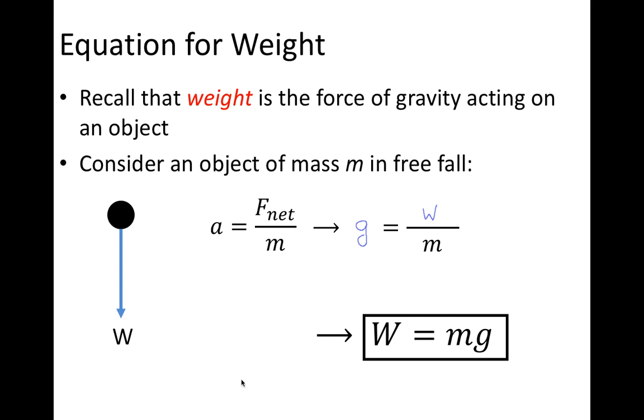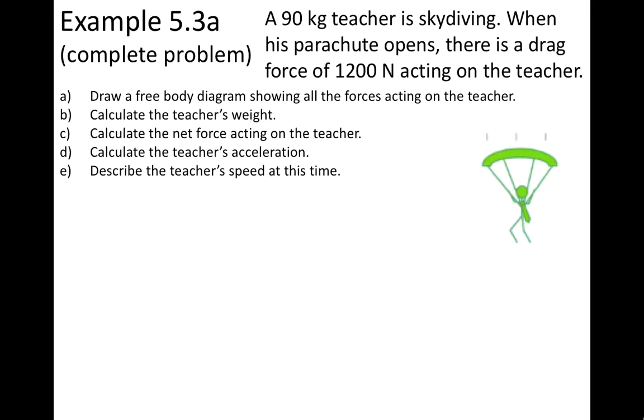And remember that g has a value of 9.8 meters per second squared near Earth's surface, but we are going to use a value of g as 10 meters per second squared on Positive Physics. All right, so now we're going to look at some examples.